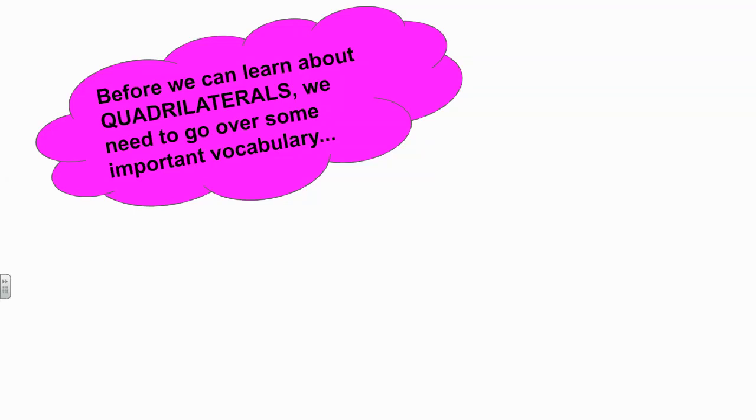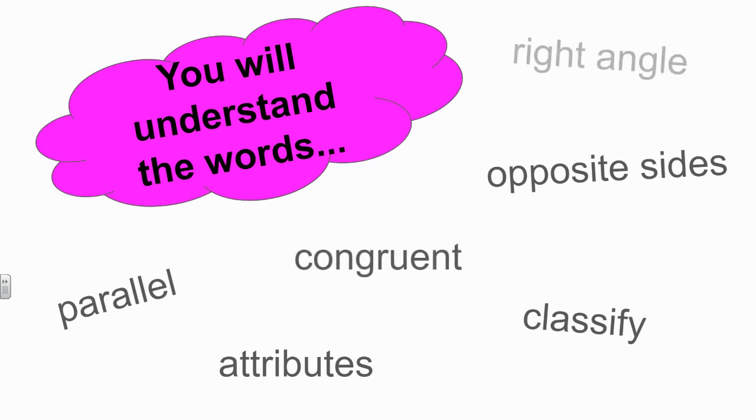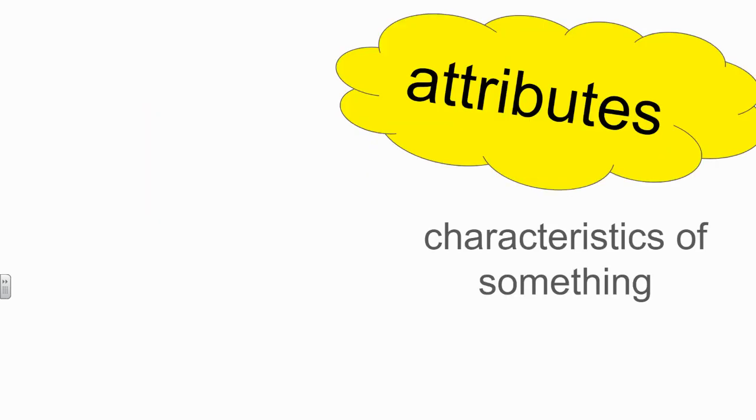So our main goal coming up is going to be focusing on the polygon that has four sides, quadrilaterals. But before we can go into quadrilaterals, we need to go over some important vocabulary that you're going to hear as we're learning about quadrilaterals. And so in this video, you're going to understand the words attributes, classify, opposite sides. We're going to go over the word parallel, congruent, and really focus on what is a right angle. So let's go ahead and get started.